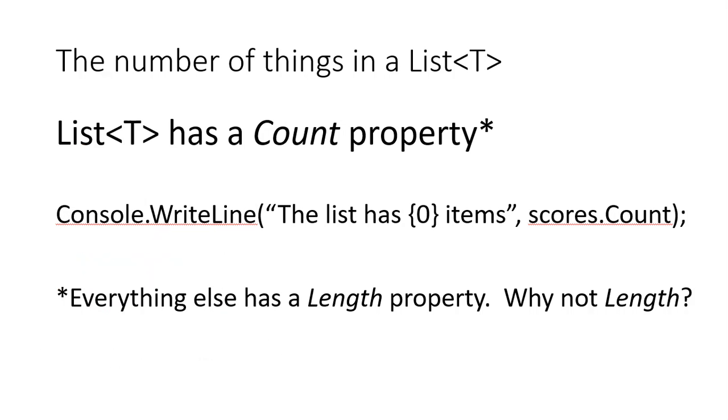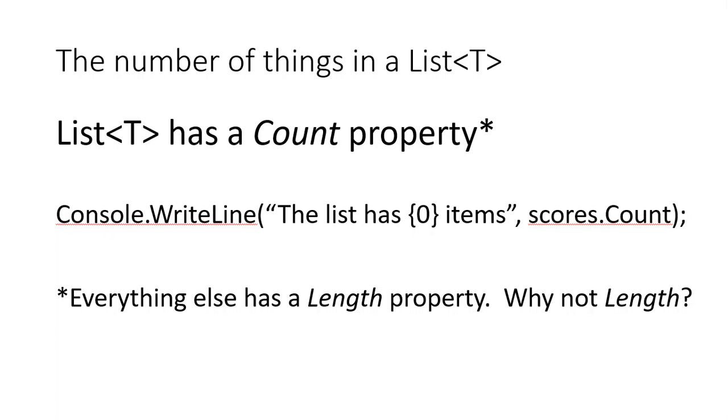Now, how do you find out how many things are in a list? Well, lists have a count property. Arrays have a length property. Lists have a count property, which I find to be a little bit odd, because it seems like most of the collections have a length, but lists have a count. But I guess we'll just have to deal with it. So there we go. Now we know how to create a list, put things in the list, remove things, and access elements in the list.